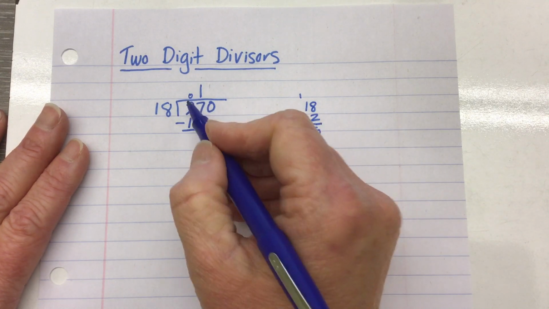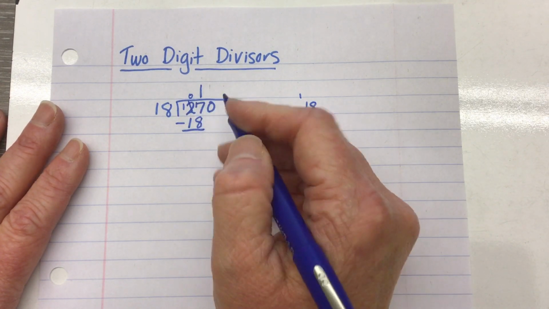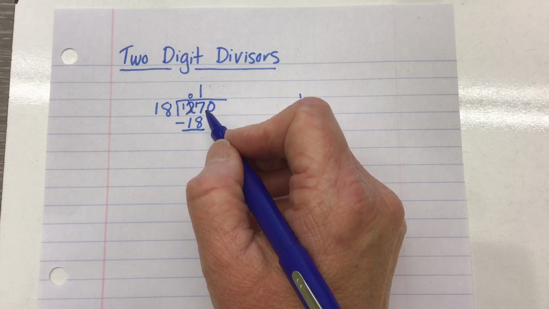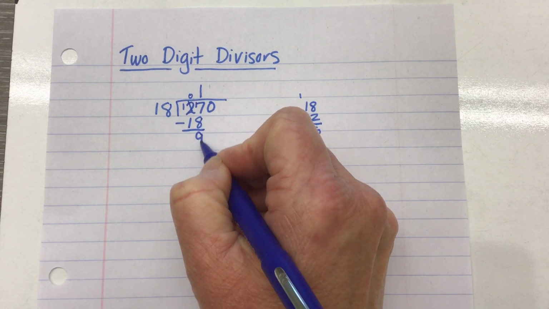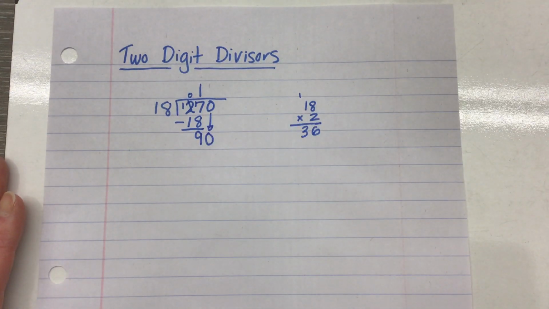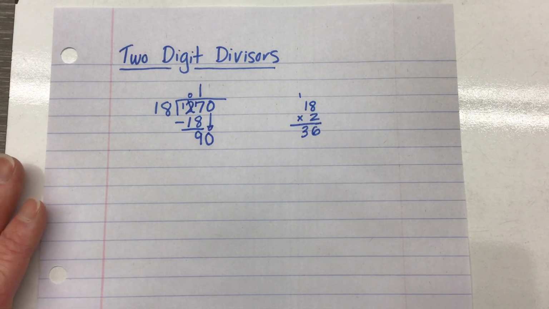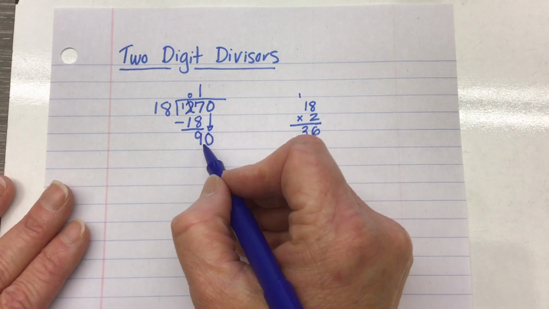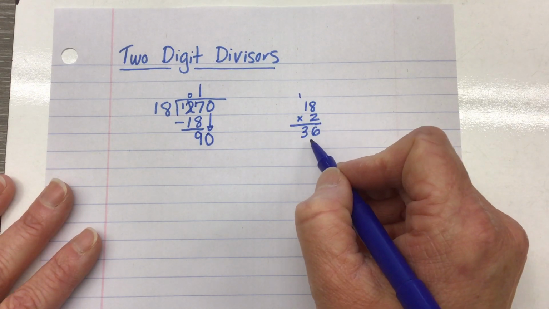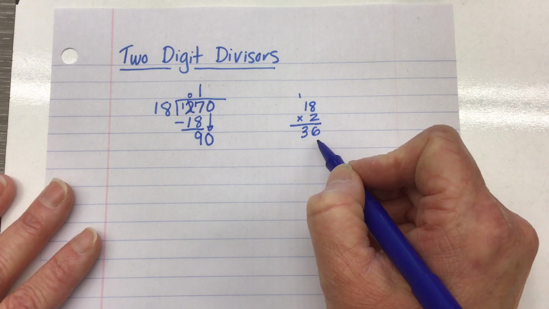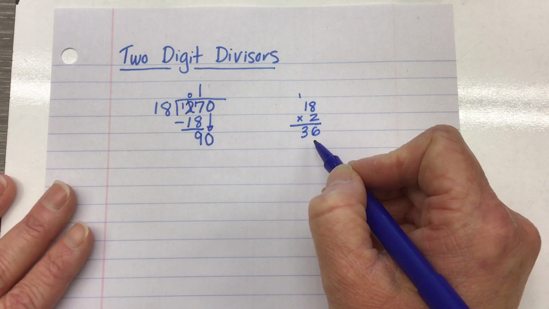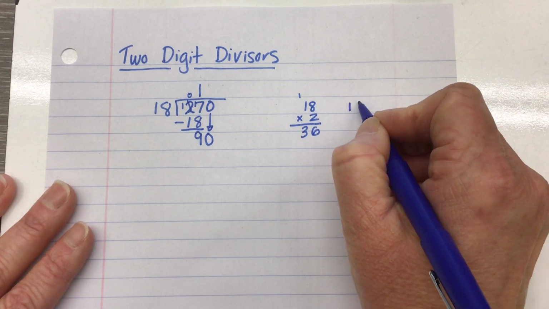Now I have to subtract. So we're going to subtract 18 from 27. We'll get 9. Next, that's right, bring down the 0. Now you have to ask yourself, how many times will 18 go into 90? Well, if 18 times 2 is 36, and I double that, that'll be roughly 60-something. So I'm almost there. I'm going to try 5 because I'm not quite sure.